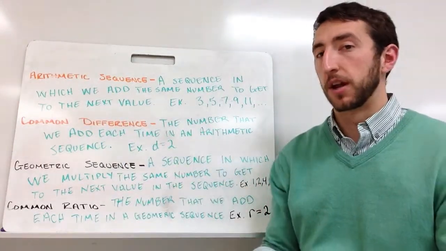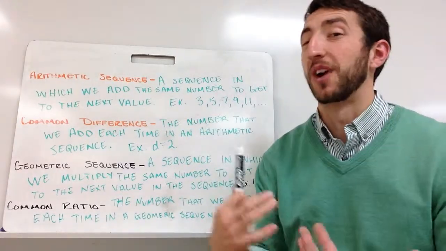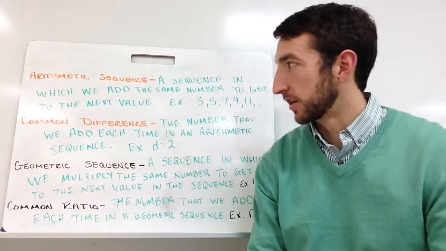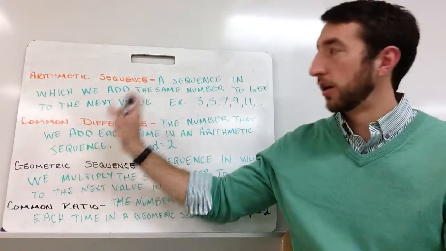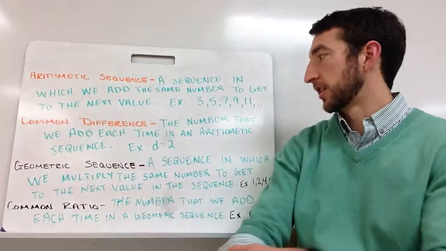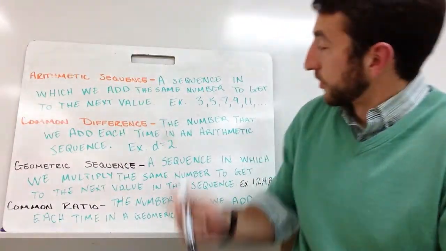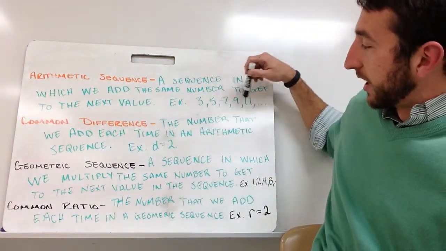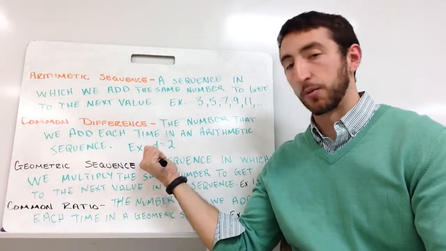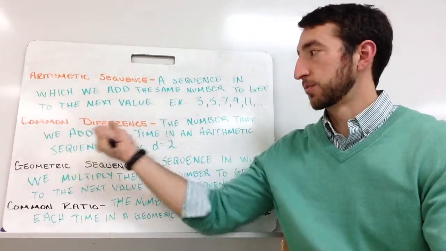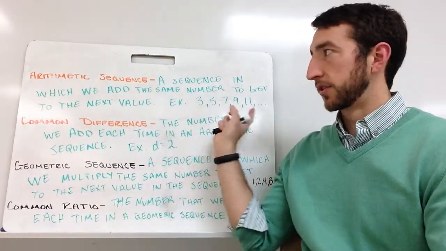So an example of an arithmetic sequence might be 3, 5, 7, 9, 11. If you notice, we're adding 2 each time to get to the next number. And then another term that will go along with this is called the common difference. The common difference is the number that we're going to add each time to get the next number in the sequence. So if I have my sequence 3, 5, 7, 9, 11, my common difference will be 2. And we would represent that with a D that goes with the difference. When we think of difference, we think of subtraction or addition.